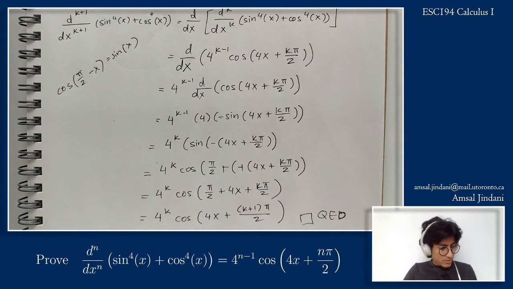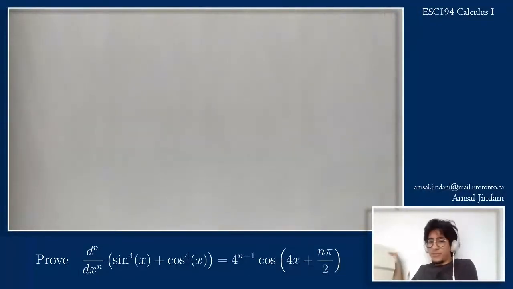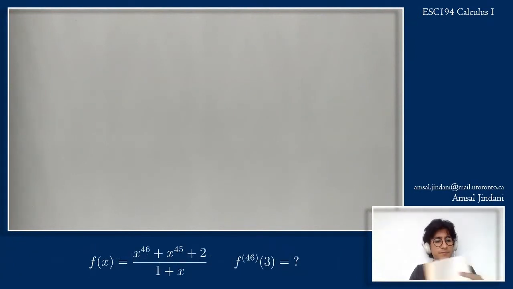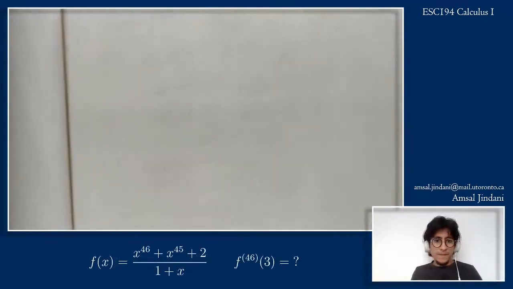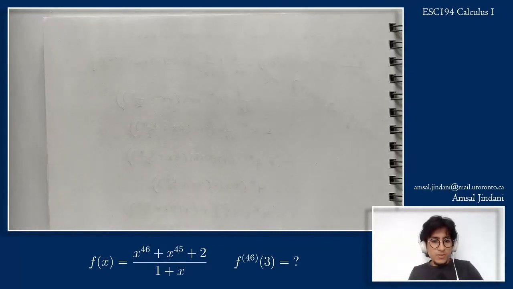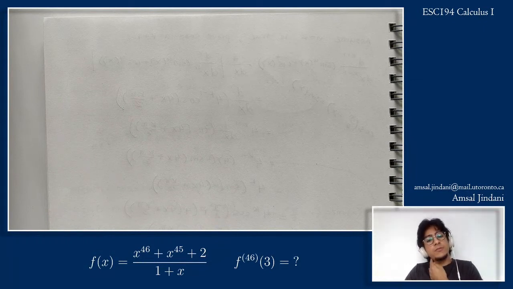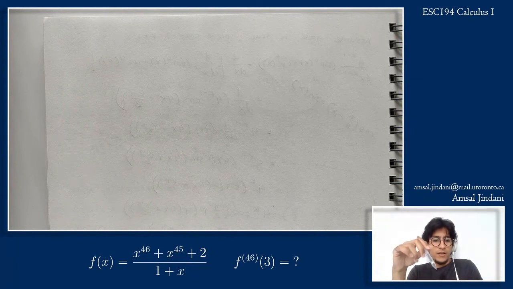Okay, so we've done question number 3, 4, 5, 6. Let's do question number 1. So Q1 says that we have this expression, x to the power 46 plus x to the power 45 plus 2, divided by 1 plus x. And the question wants, what is the value of the 46th derivative of f when you plug in x equals 3?